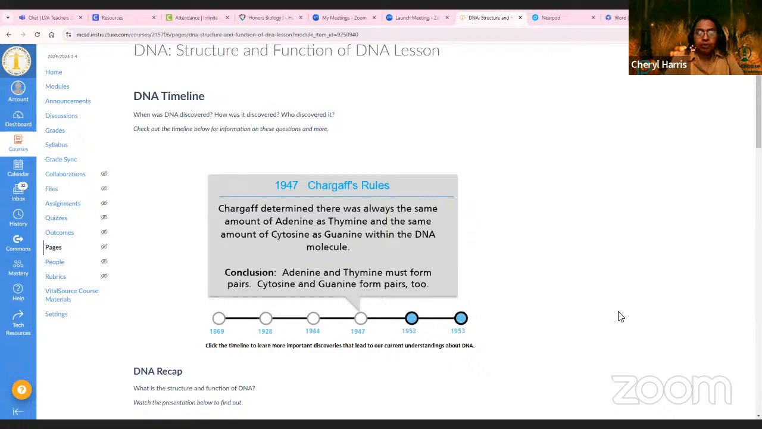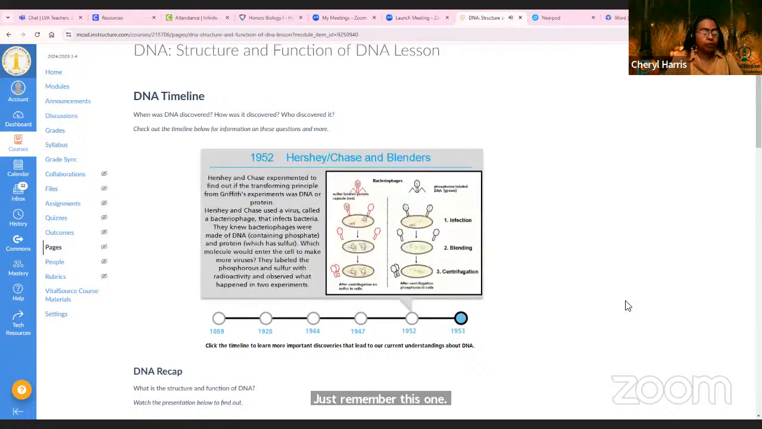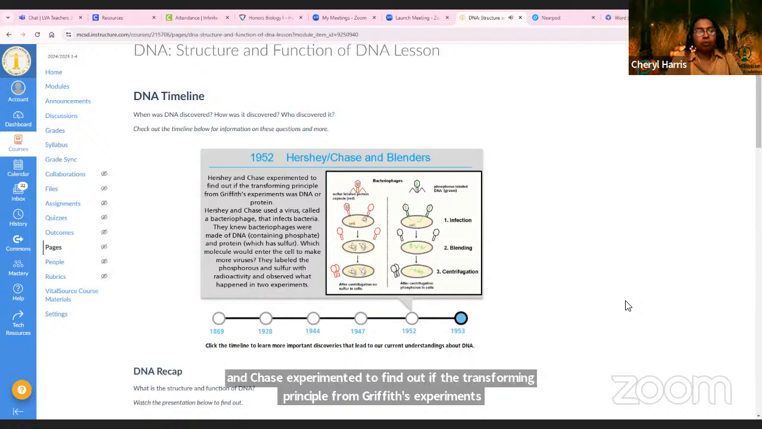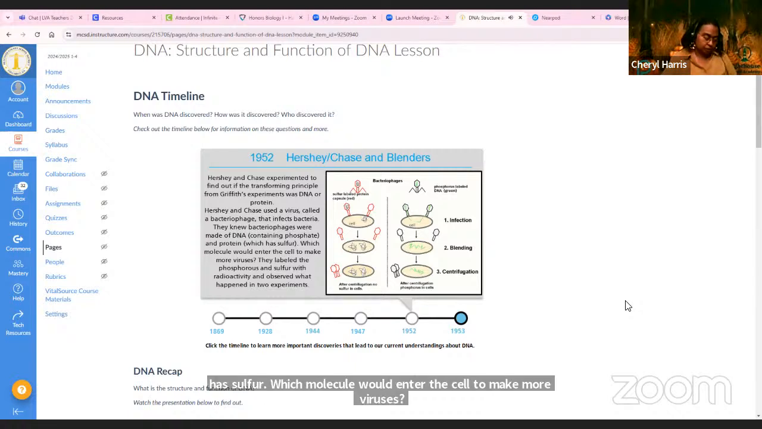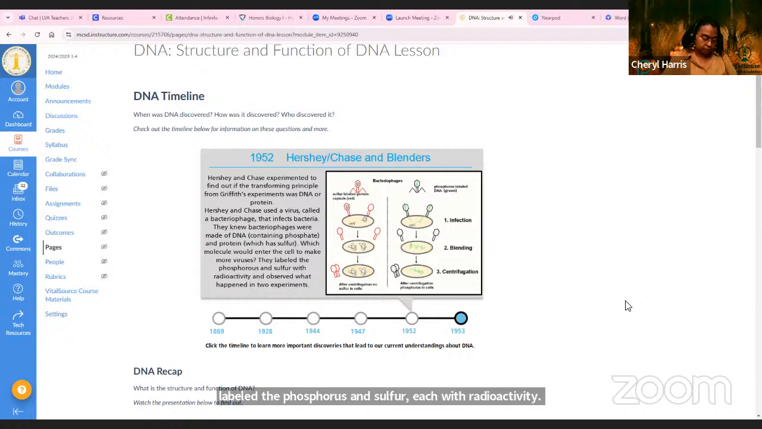Just remember this one. Hershey, Chase, and blenders. Hershey and Chase experimented to find out if the transforming principle from Griffith's experiments was DNA or if it was protein. Hershey and Chase used a virus called a bacteriophage that infects bacteria. They knew that bacteriophages were made of 2 things. One was DNA, which contained phosphate, and the second was protein, which has sulfur. Which molecule would enter the cell to make more viruses? They labeled the phosphorus and sulfur, each with radioactivity, and observed what happened in 2 experiments.